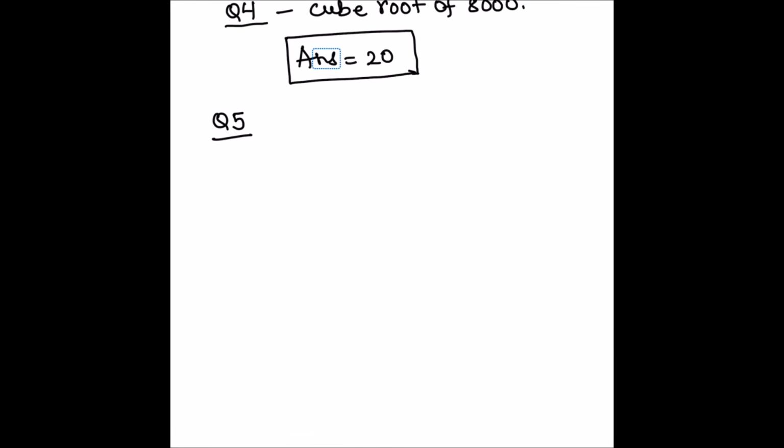And you can find the cube root of 8000 by using the prime factorization method. The answer would be 20, because 20 times 20 times 20 is 8000. So you can find it by using the prime factorization method. Let's move on to the next question, which is question number 5.